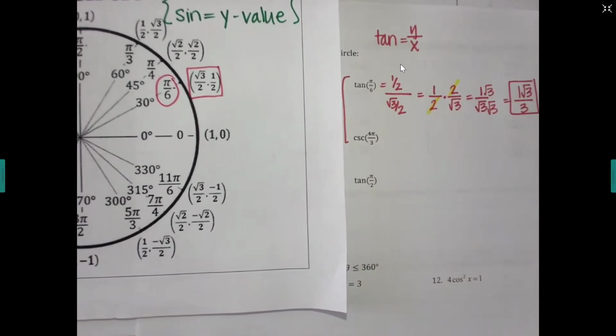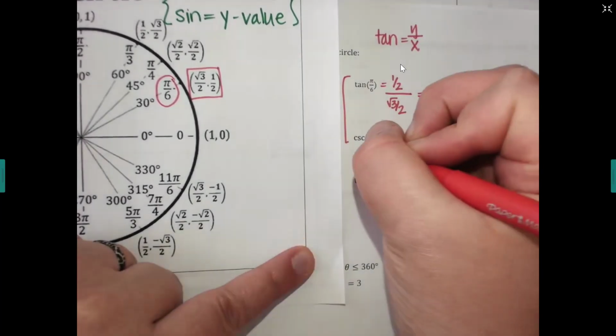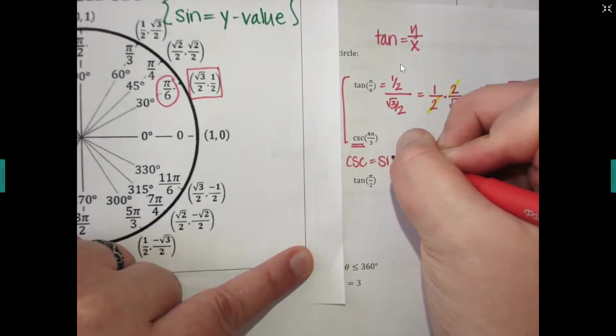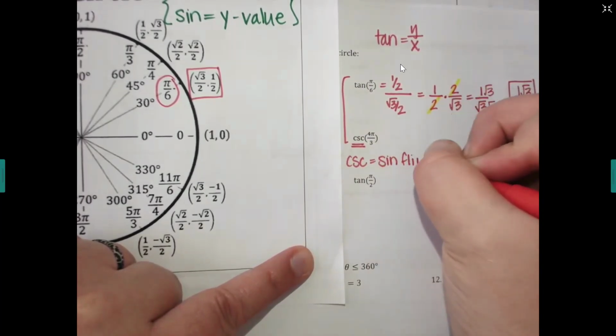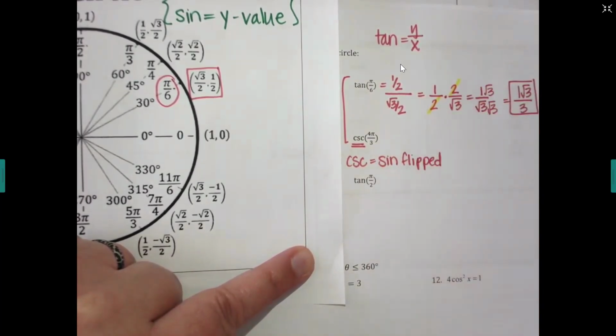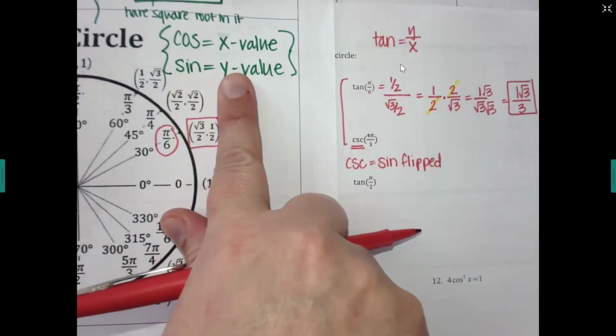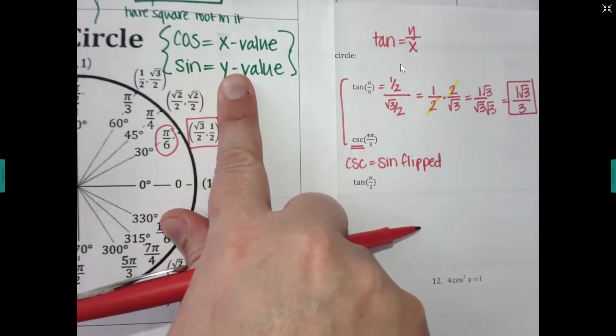All right, for CSC, do you remember which one we flipped? It's sine flipped. Very good. And remember that sine is which one? The y value. Very good. So secant is the x flipped. CSC, or cosecant, is the y flipped.